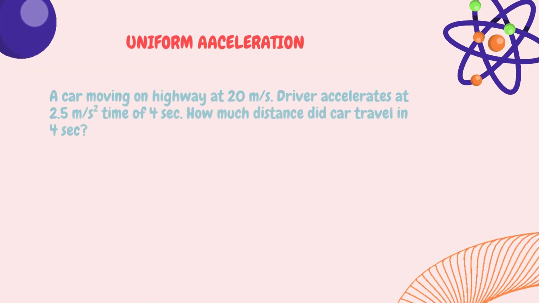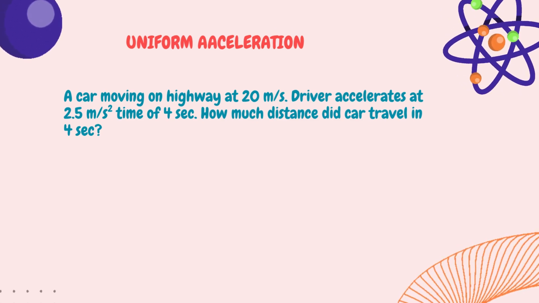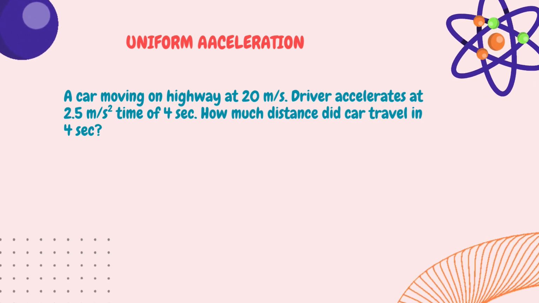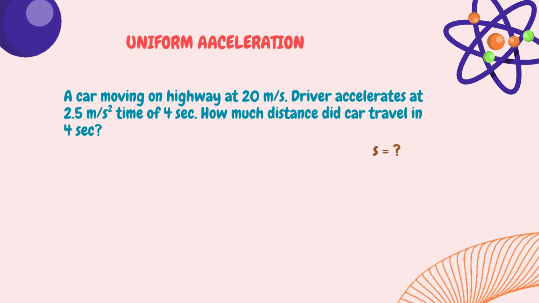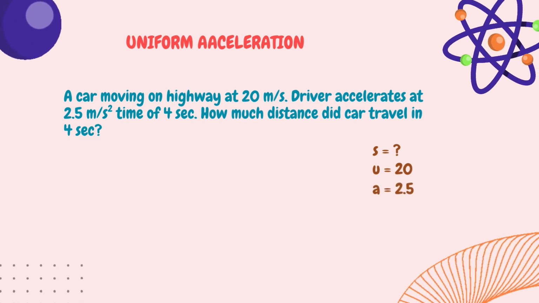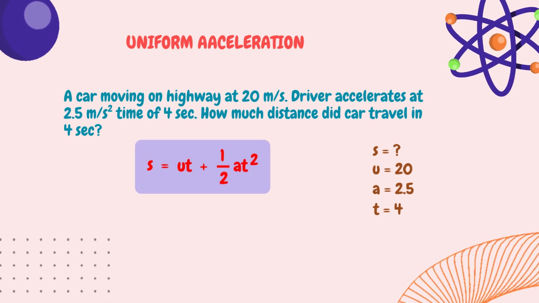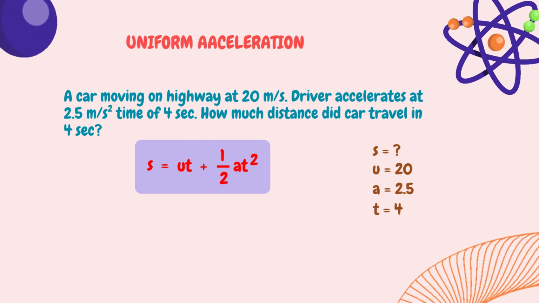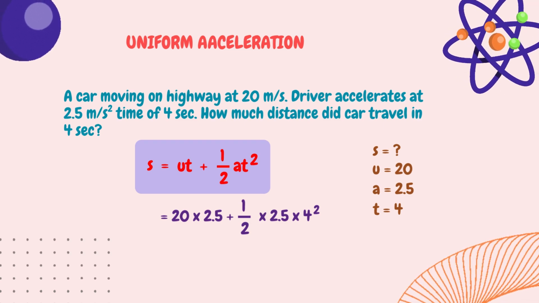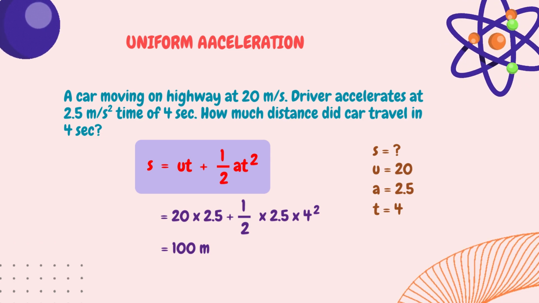The third example. A car is moving on a highway at 20 meters per second. The driver wishes to pass another car and accelerates at 2.5 meters per second squared over a time of 4 seconds. How much distance did the car travel in 4 seconds? We're looking for the distance traveled. The initial velocity is equal to 20 meters per second. Acceleration is equal to 2.5 meters per second squared, and time is equal to 4 seconds. With this data, we can use the third equation. s is equal to ut plus 1/2 at squared. u is equal to 20, t is equal to 4, a is equal to 2.5, and t is equal to 4 squared. This gives 100 meters as the distance traveled by the car in 4 seconds.